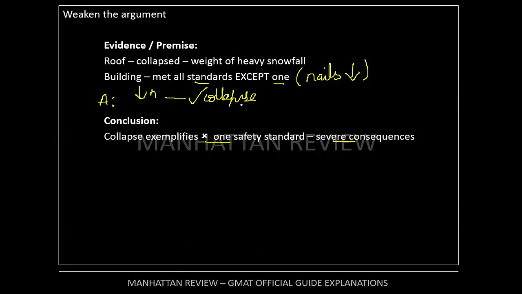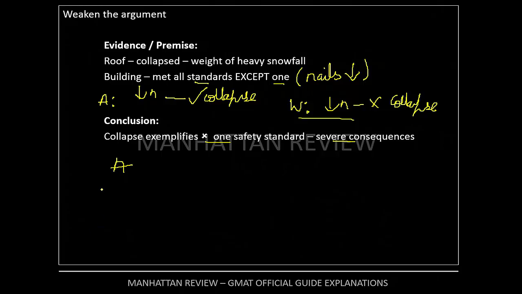Now, how do we weaken the argument? The argument can be weakened if the answer choice says using smaller nails is not the reason for the building to collapse. Let's look for an answer choice that weakens the argument.